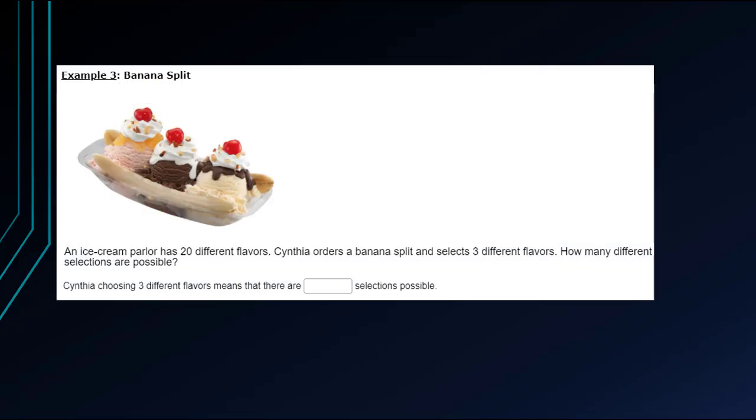An ice cream parlor has 20 different flavors. Cynthia orders a banana split and selects 3 different flavors. How many different selections are possible? So for this one here, there's no order that the flavors must be in. I mean, it's just having chocolate, vanilla, and strawberry, and having them in a different order doesn't really matter. It's the same flavors. So that's the first thing.